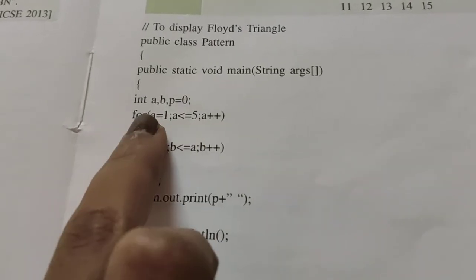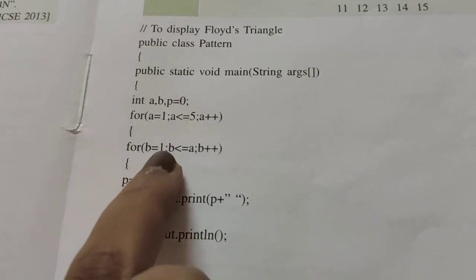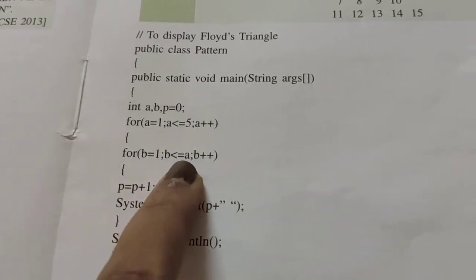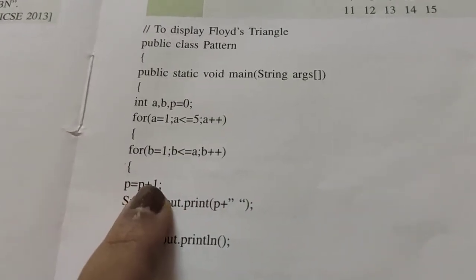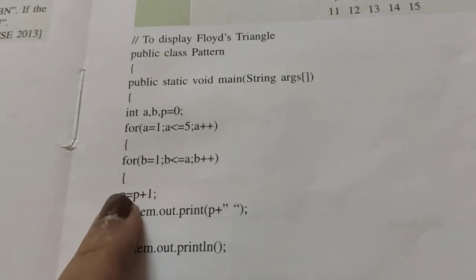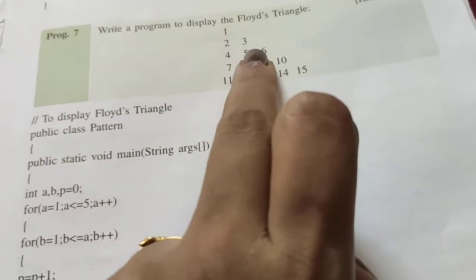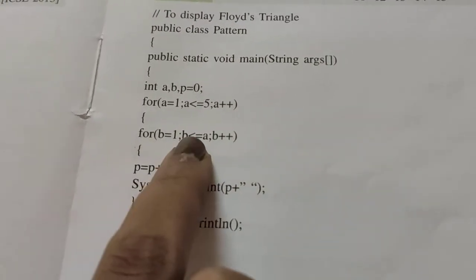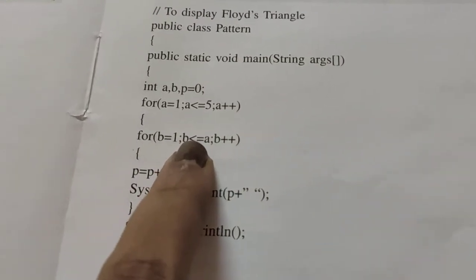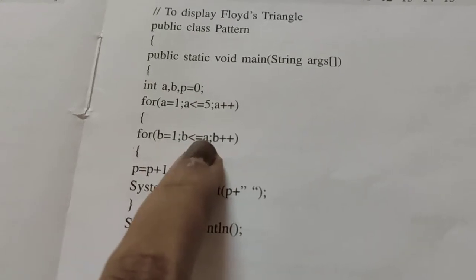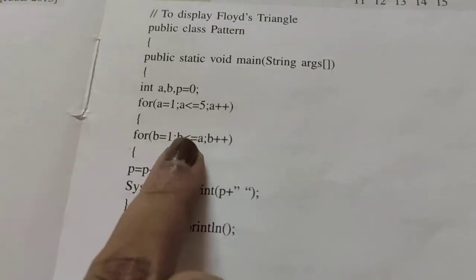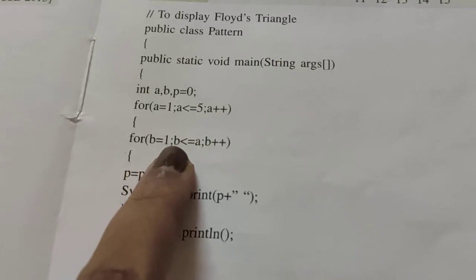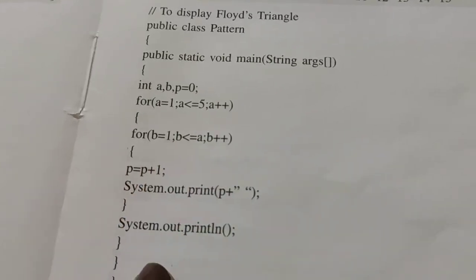Now a's value is 2 here, so b is equal to 2 as well. Again p is equal to p plus 1: it was 2 there, so now it is going to print the number 3. Again b is going to be 3, and b is greater than 2. That is a's value in the second iteration, right? So b is going to be greater than a, and it is going to come out of the loop.